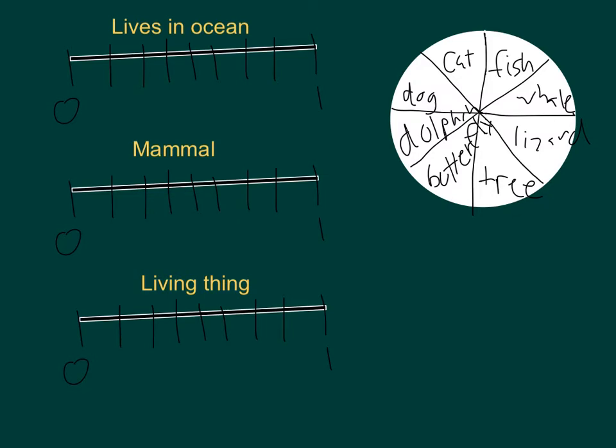If this were a spinner, like you would have on a game, it's got an arrow here, and the arrow spins around. So it has an equal opportunity to land on any of those. I need to figure out how many spots there are. So there's 1, 2, 3, 4, 5, 6, 7, 8 spots.